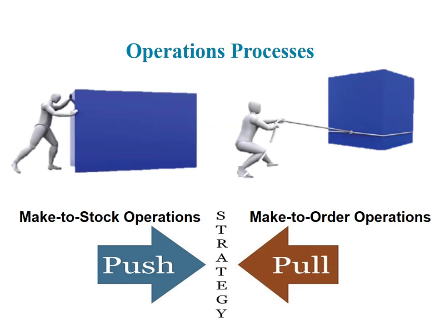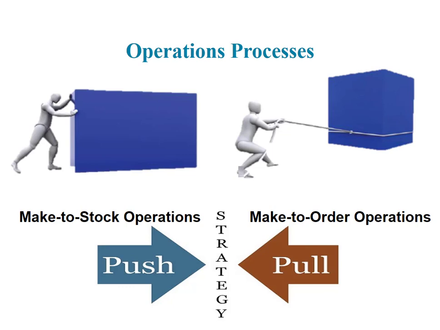Now let's talk about operation processes. An operation process is a set of methods and technologies used in the production of goods and services. Got 2 listed here. And when we talk about these, we're going to talk about the goods production process, those make-to-order versus make-to-stock processes. A make-to-order operation makes one-of-a-kind products according to customer specifications. A make-to-stock operation produces standardized products in large quantities.